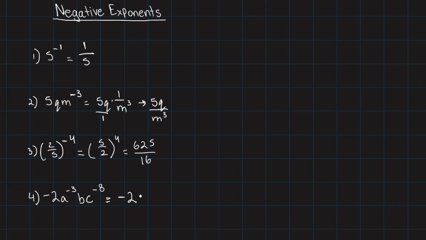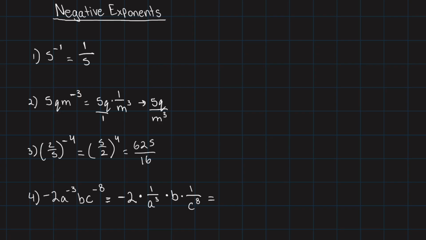But then a has a negative 3 exponent applied to it. But we want to write this in a positive exponent form. So then this becomes 1 over a cubed. Alright, and then we have b, which has no exponent applied to it, so we can keep that the same. And then we have c, which has a negative 8 exponent, so then this becomes 1 over c to the power of 8. And then we want to simplify it.